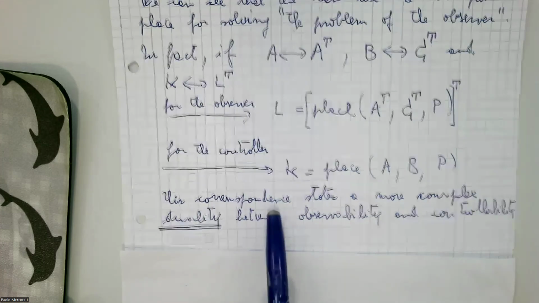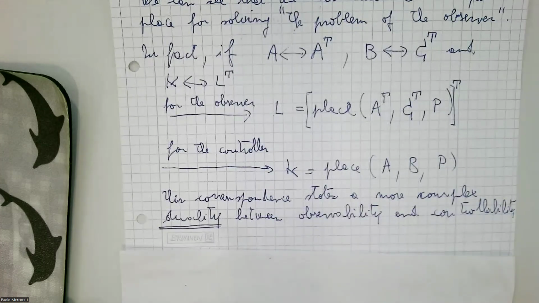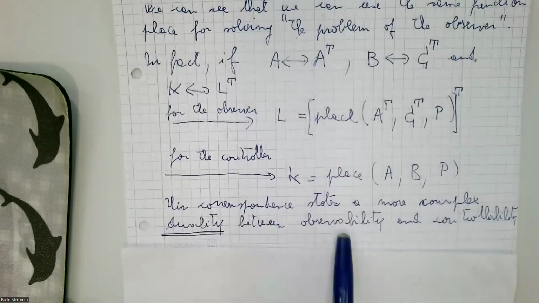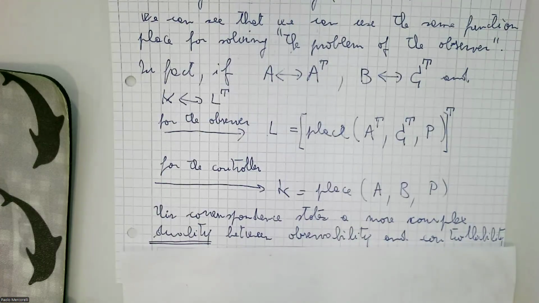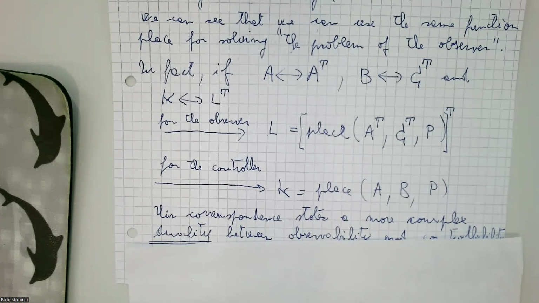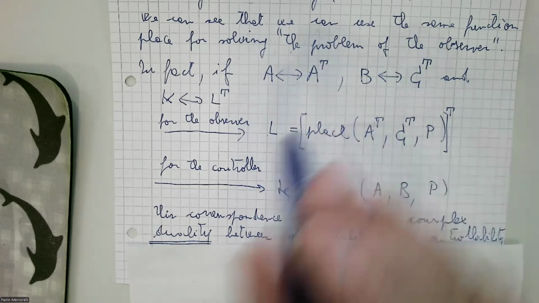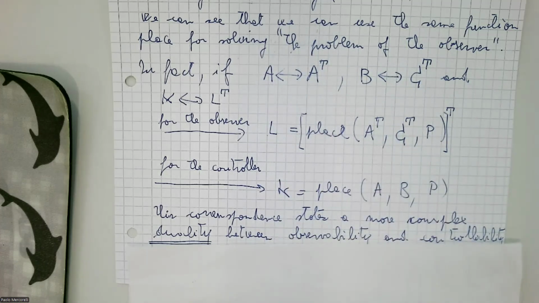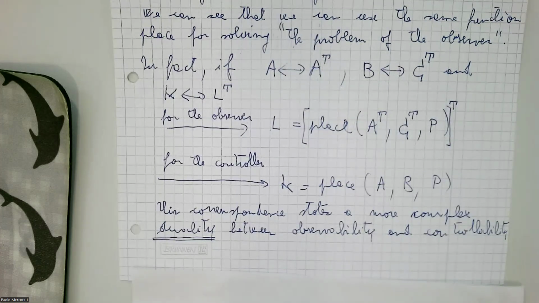Again, this correspondence, which is reflected here, came from a more complex duality between observability and controllability, which I don't have time to express. But anyway, A for a controller corresponds to A transpose for an observer. B for a controller corresponds to C transpose for an observer. The matrix K, the state space feedback matrix, corresponds to L transposed in an observer. This can be seen also with this function place, but really the function place reflects this concept. I don't have time exactly to tell you about this duality.